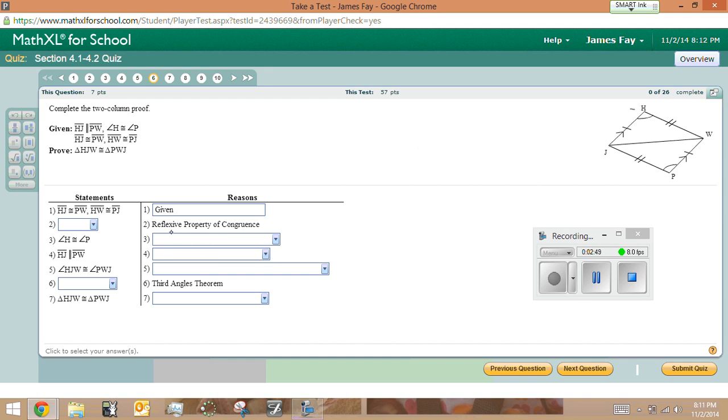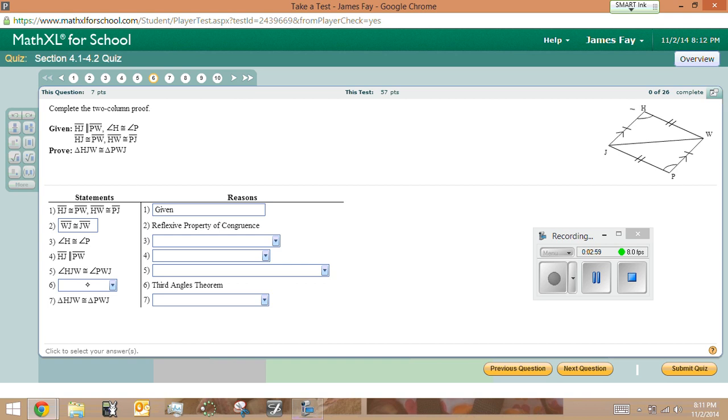And then they use the reflexive property. Remember, whenever we see two triangles that share a side, we want to identify that side. So it's JW and WJ. Okay. Angle H congruent to angle P. Well, that was part of my given as well. So given. HJ parallel to PW, another part of my given.